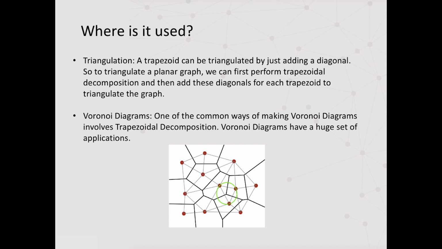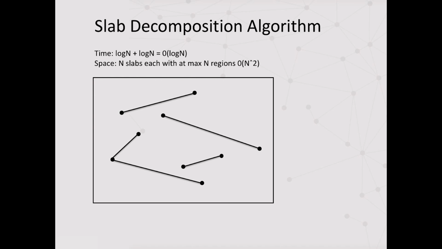This algorithm is also one of the methods of making Voronoi diagrams, and Voronoi diagrams have a huge set of applications. You can find the closest point in a set of points just by locating the cell to which it belongs. Given this image is an example of a Voronoi diagram. You can research this topic if you want, but I'm not going into it in this lecture.